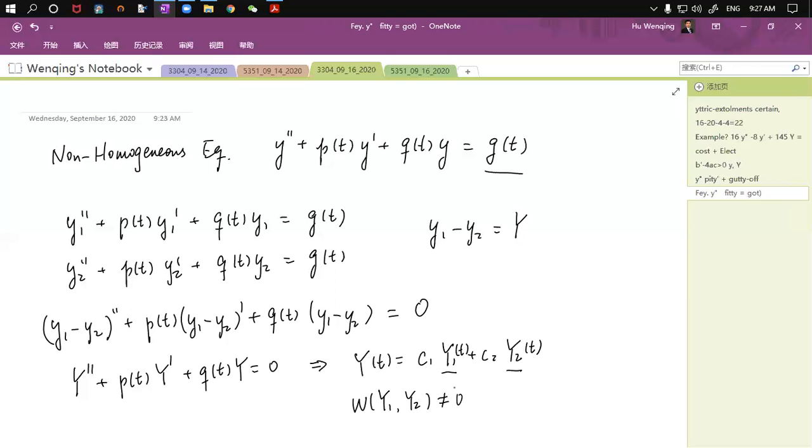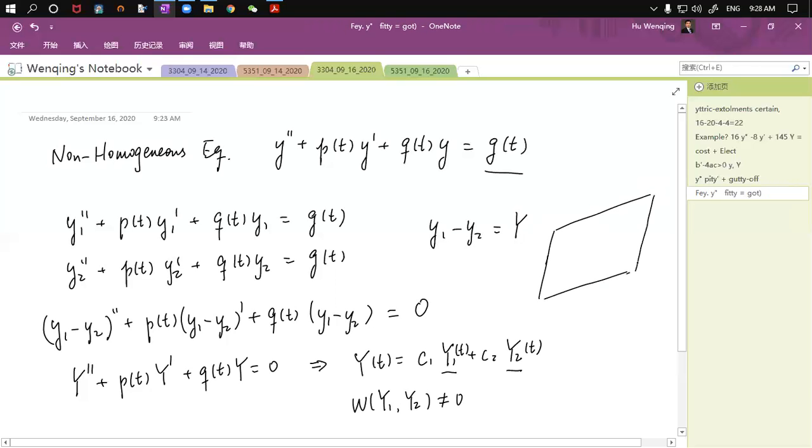So what does this whole thing tell you? Well, let's do the following abstract imagination. Suppose the solutions of the non-homogeneous equation are lying on a plane. Maybe you have two solutions, one solution is y1 and the other solution is y2. They're just represented as points on the plane.